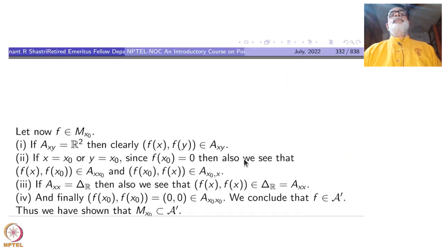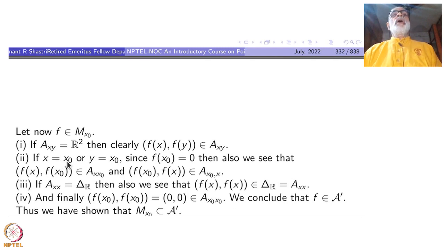Okay. Now, let us look at f belonging to M x naught. I want to show that it is inside A prime. If (x, y) is in A_xy equal to R², then clearly (f(x), f(y)) will be inside A_xy, because everything in R² is taken care of. So it's the full thing. So (f(x), f(y)) is inside A_xy.